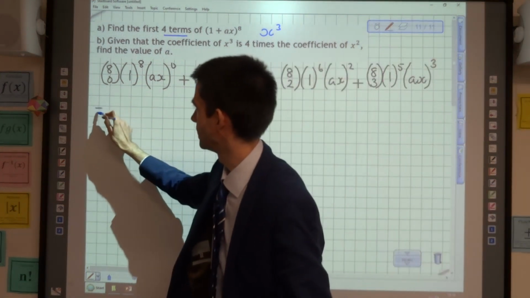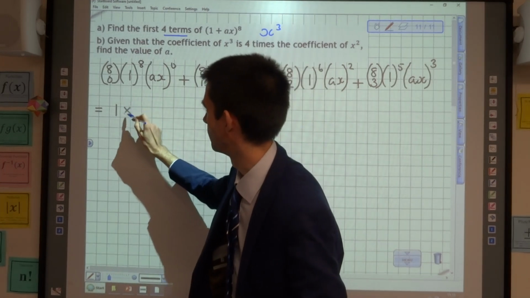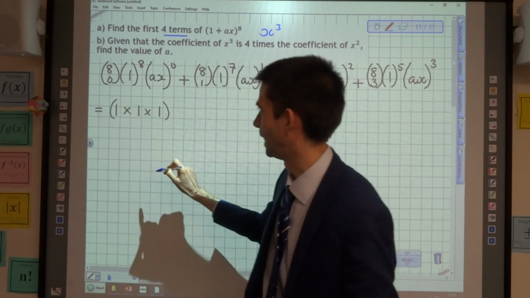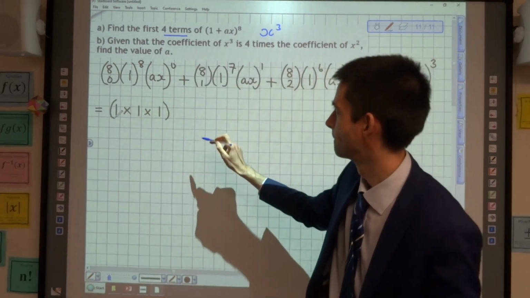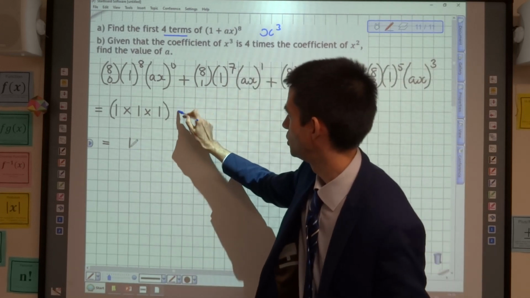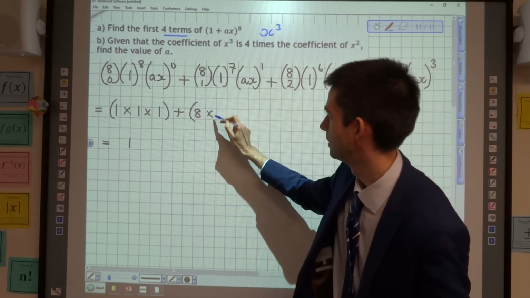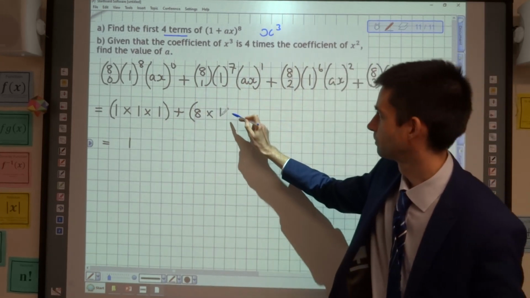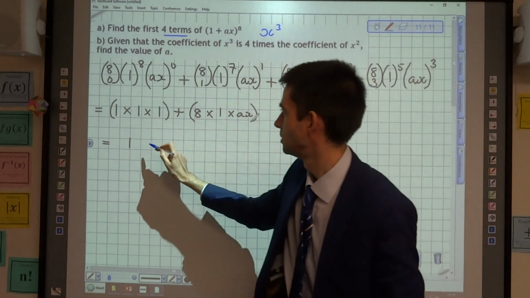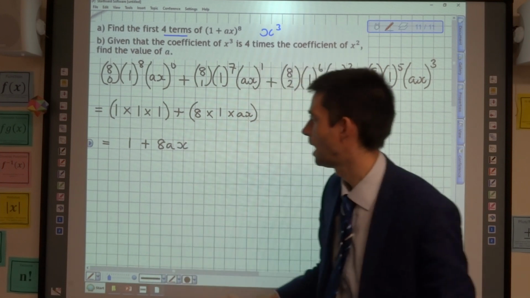Okay, right, 8 choose 0 is 1, anything choose 0 is 1. 1 to the power of 8 is 1, and (ax) to the power of 0 is 1. So we have 1 times 1 times 1, which equals 1. 8 choose 1 is 8, so anything choose 1 is itself, n. 1 to the power of 7 multiplied by ax, so it's going to be plus 8ax.